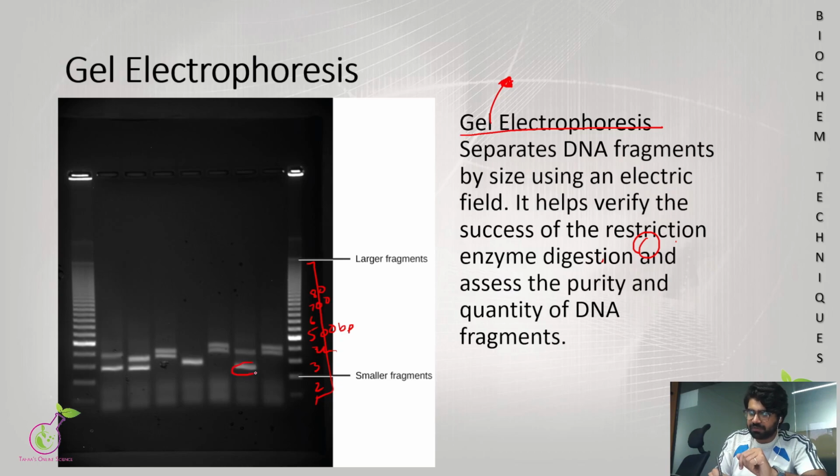So we can clearly say, for example, if we have to locate this DNA molecule, we can say that it is closer to, or it is between 300 and 400. We can say that it is, let's say, 350 base pair in size. So we will study that in later lectures.